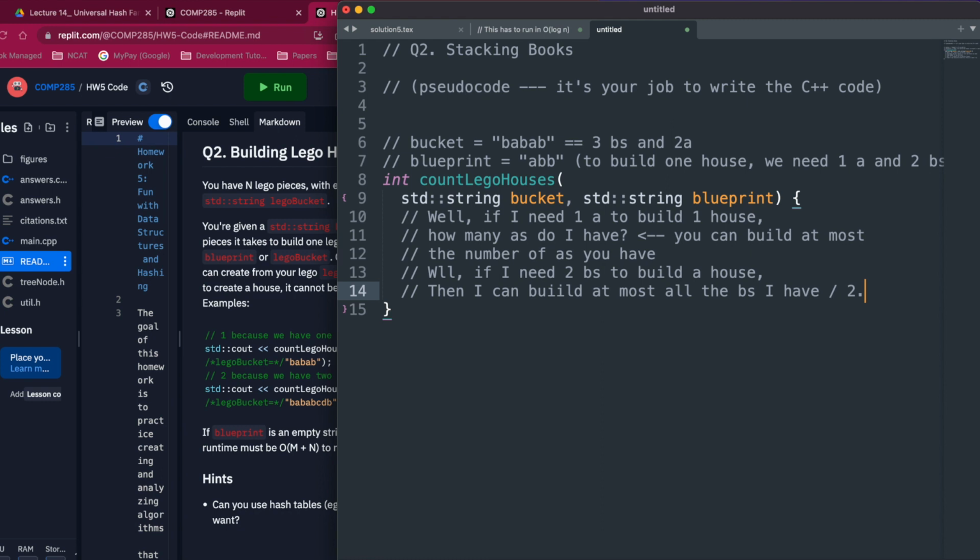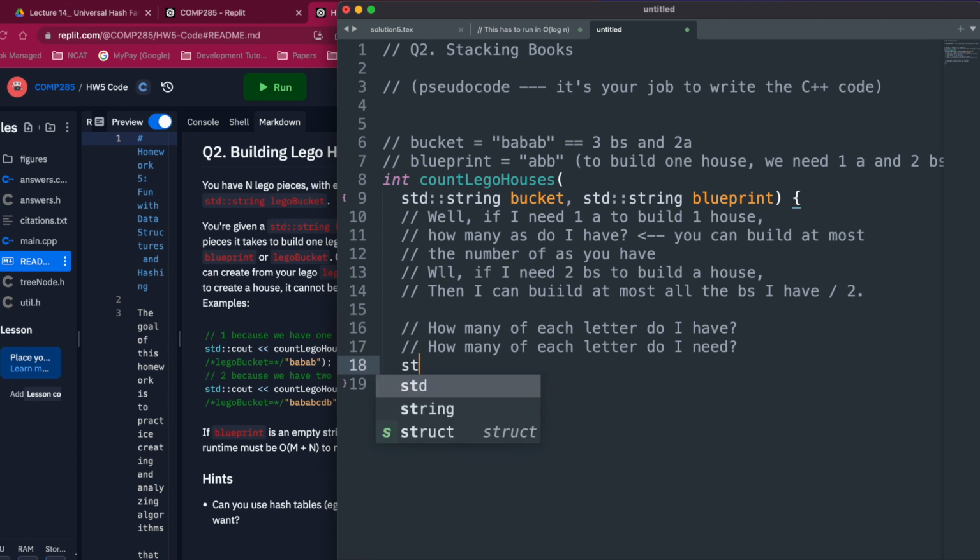So intuitively, this already tells you that something I really want to be able to know is how many of each letter do I have and how many of each letter do I need, right? And then a very intuitive data structure, or just one way to figure this out and to save it, because you're going to want to look it up different times, is to use a standard unordered map from characters to integers. So this is going to be a map from your character to how many times it occurred in something.